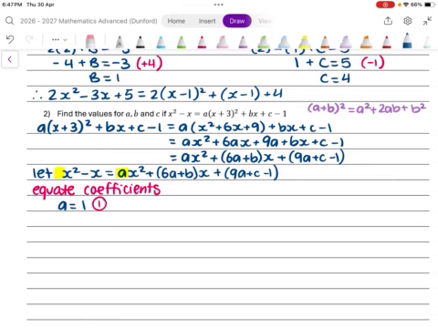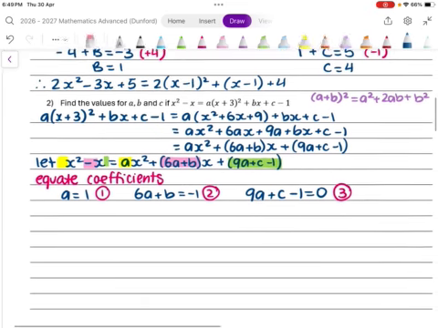Then what we have is our 6a plus b is equal to negative 1. Call that equation 2. And then we have our 9a plus c minus 1 is equal to nothing, which is 0. So 9a plus c minus 1 is equal to 0. And we call that equation 3.